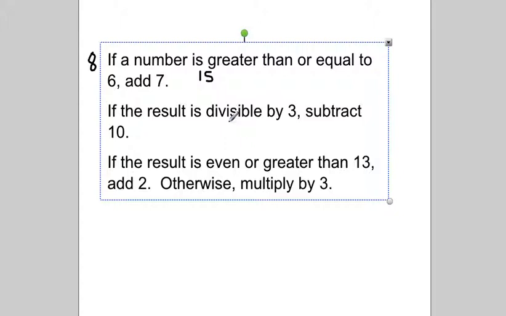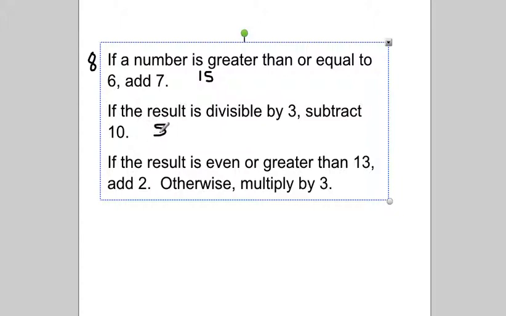Now the place where a lot of people get confused is they think that when they come to this part, they should go back to the original input. But that's not the case. We're connecting these together just like we did with the number factories. So this output becomes the input of the next line. So if the result is divisible by 3, subtract 10. Well, 15 is divisible by 3, so we're going to subtract 10, and we get the temporary output of 5.